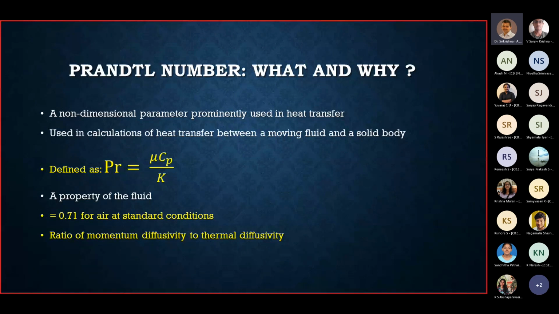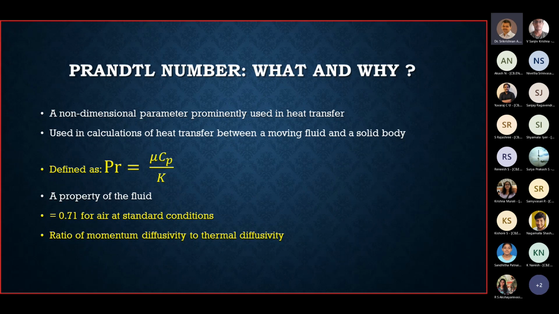Now, what's the value at standard conditions? For air, you can calculate it easily. You use the value of mu, Cp, and K. It comes out to be close to 0.71. Sometimes used as 0.7. So air at standard conditions, meaning standard atmospheric temperature and pressure, the value of Prandtl number for air can be calculated as 0.71, sometimes approximated as 0.7. And this can be calculated just by inserting the corresponding values of mu, Cp, and K for air.